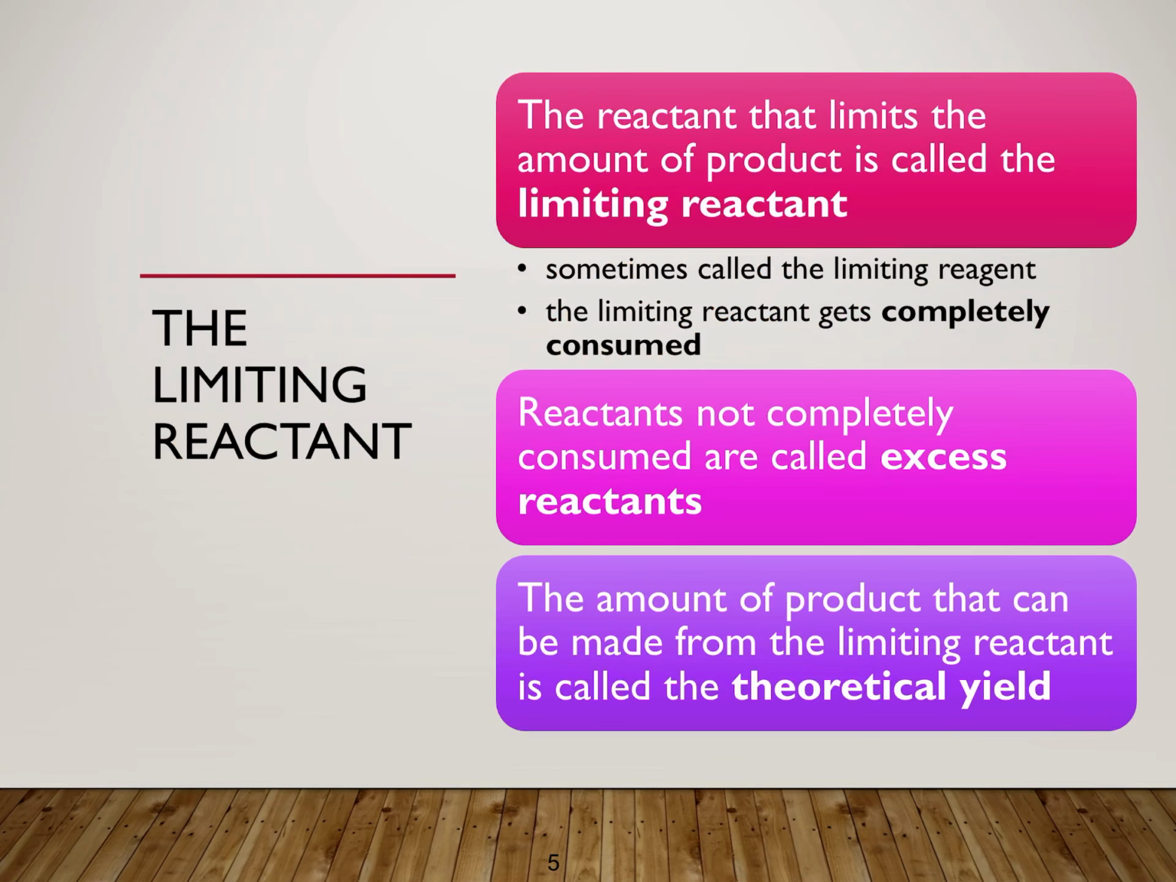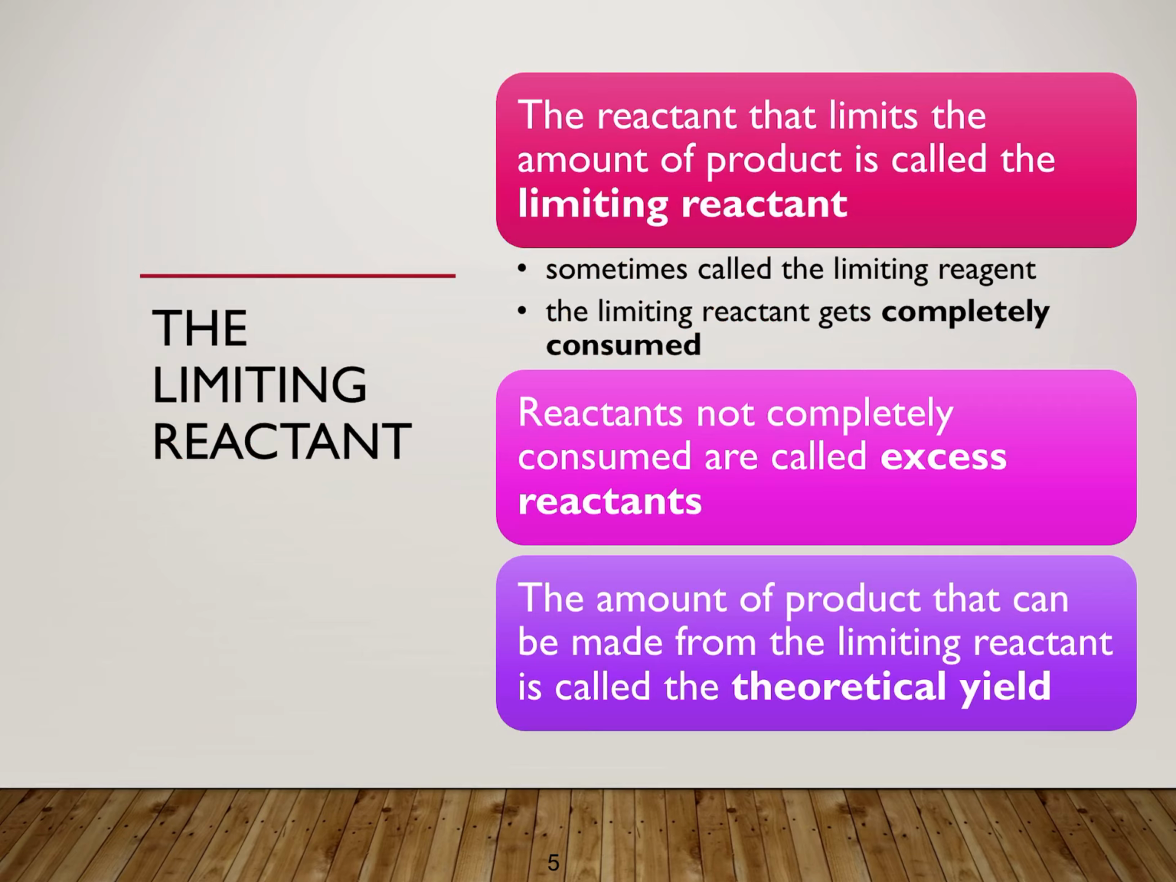So sometimes when you are doing a stoichiometry problem, you will be given amounts of 2 different reactants. So you'll be given amounts of, say, in the last problem, you would have been given an amount of aluminum and an amount of oxygen. And one of them will always be limiting. There will be less of it.